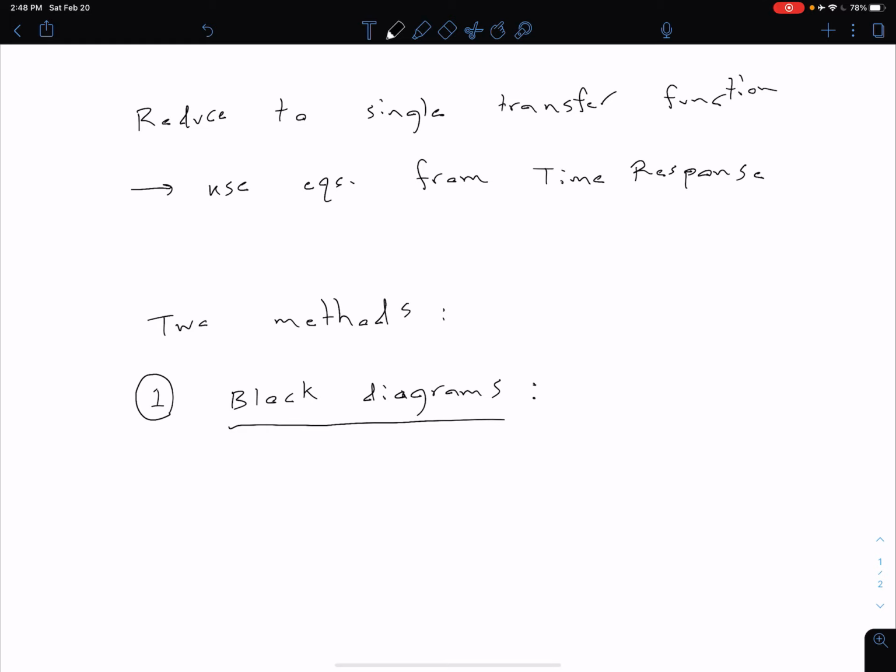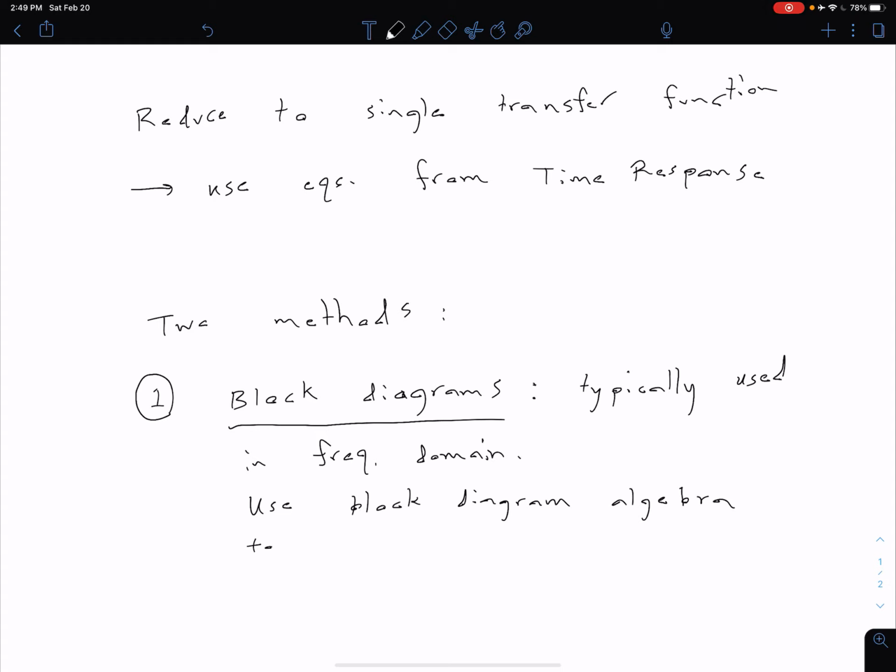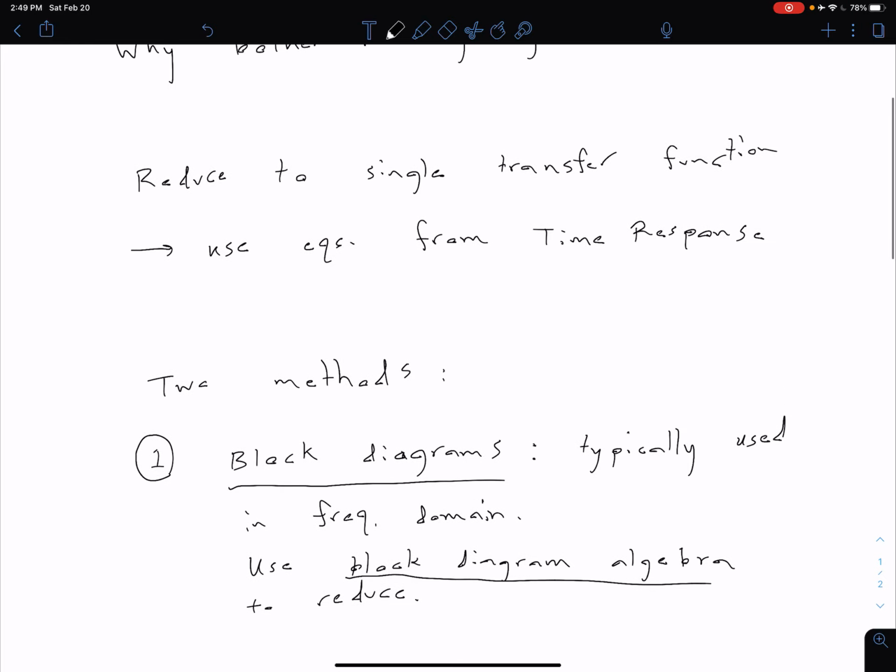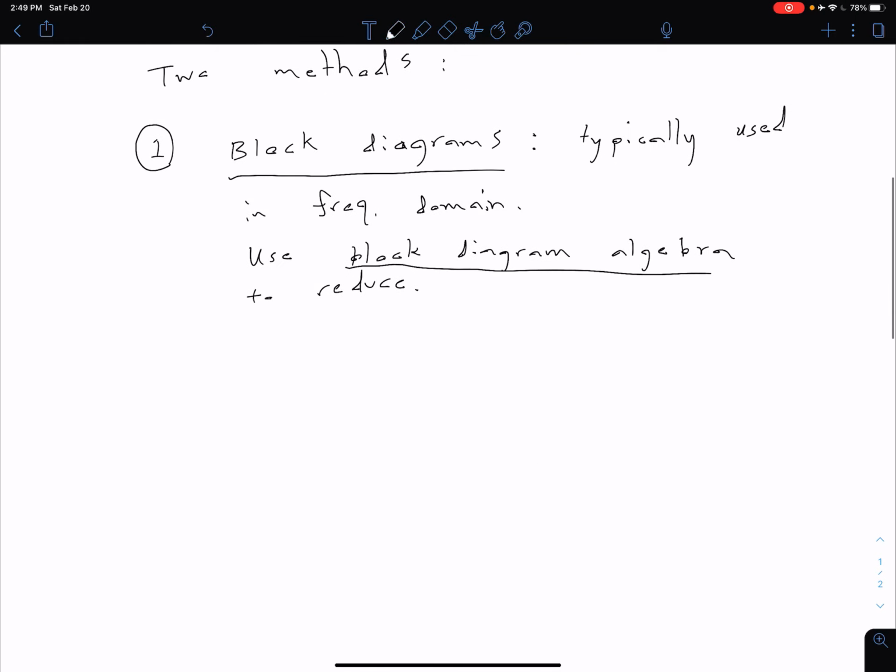We can use this in the frequency or the time domain, but typically we're going to use this in the frequency domain. That works out because that's what we've been studying so far. So typically used in our frequency domain. And what we're going to do, and we'll see this in later videos, is utilize block diagram algebra to reduce our system. Again, keep in mind, our goal here with this block diagram algebra is ultimately we want to have a single transfer function. So that's the first of our two methods.